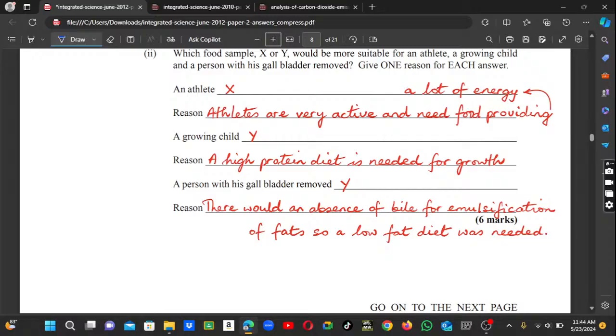And for a growing child, we choose Y. The reason we choose food sample Y is because food sample Y has a high protein content and is needed for growth. We all know that for children to grow, they need protein and all of those. Good, moving along. It says a person with the gallbladder removed. So listen, this is what happened. We choose food Y, and the reason is that there would be an absence of bile. We are talking about the emulsification of fats. So a low fat diet was needed.